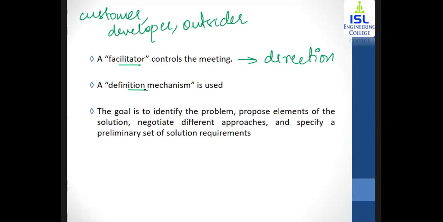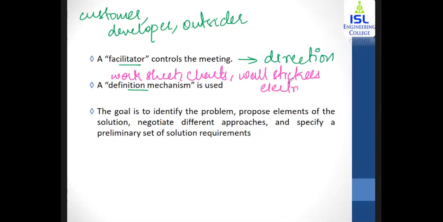Then the next is a definition mechanism is used. Now what are the different examples of a definition mechanism? A definition mechanism can be a worksheet. You can make use of charts, wall stickers to put up ideas, or an electronic bulletin, or even chat rooms can be used. These are the different definition mechanisms that are used so that you identify what the different requirements are and you get a clear idea.